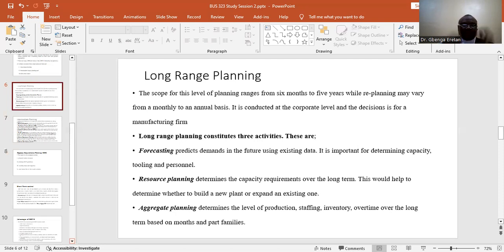constituent of long-term planning is resource planning. This determines the capacity requirement over the long period. It could help to determine whether to build a new plant or to expand an existing one. Then the third stage of long-term planning is aggregate planning. This determines the level of production, staffing, and inventory over the long term, based on monthly or part families.